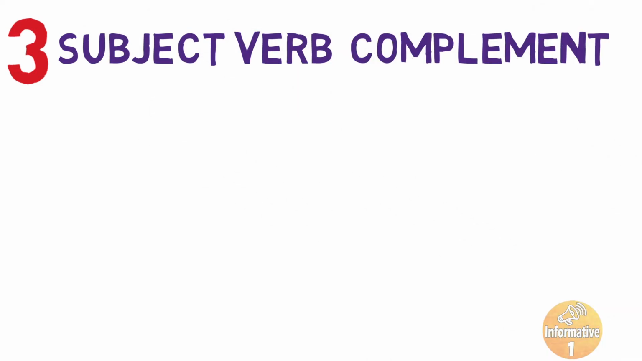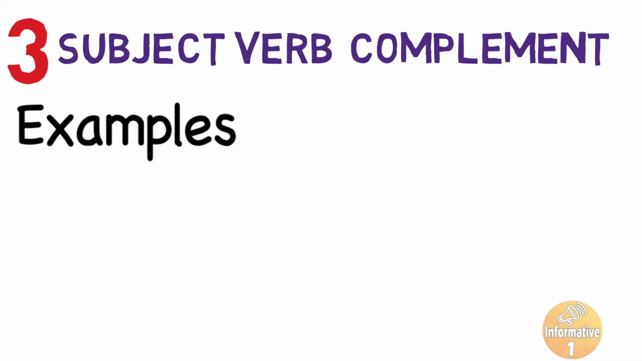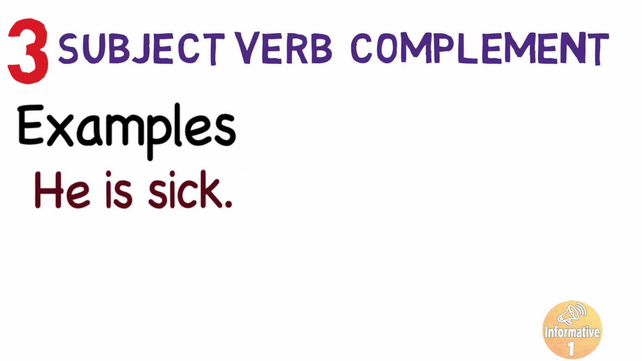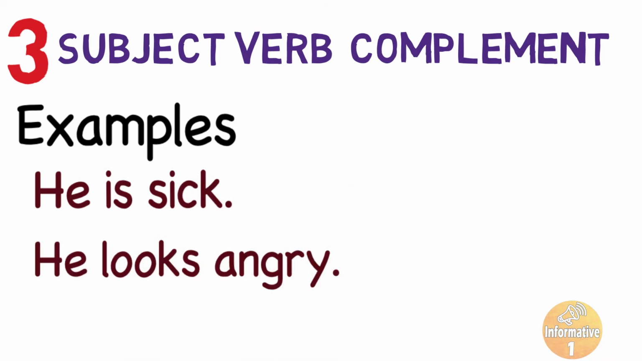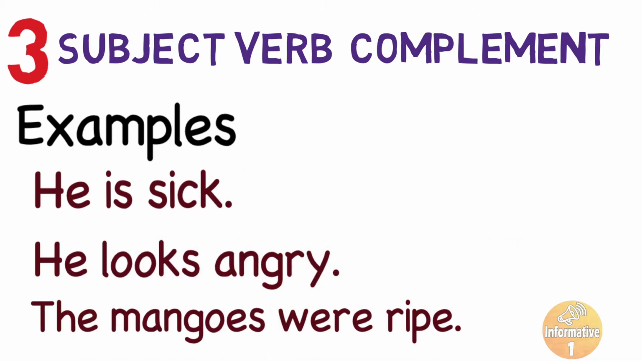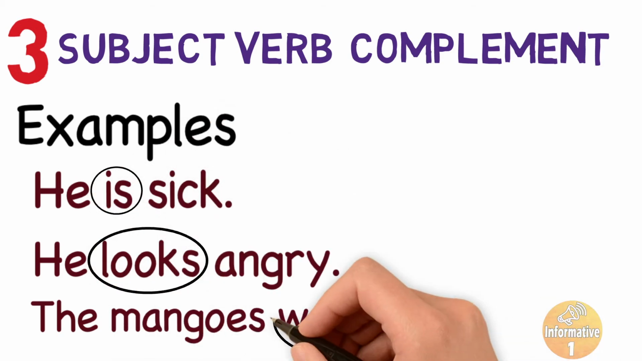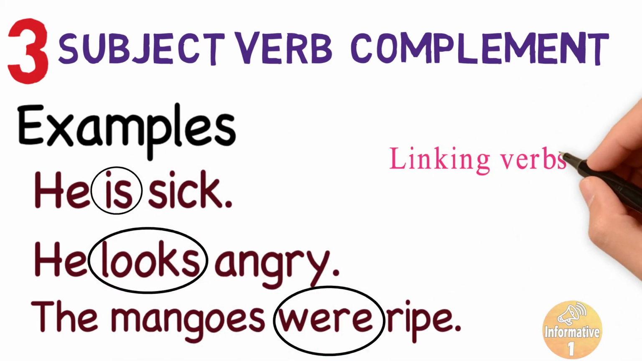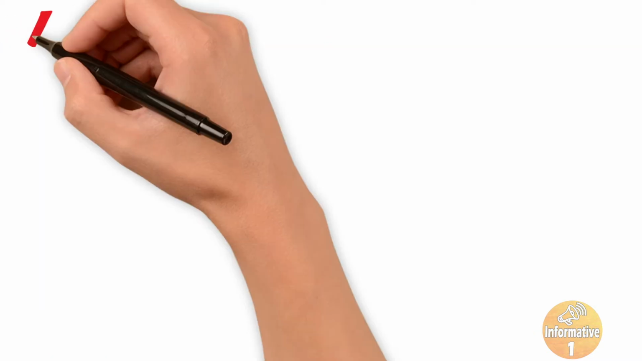3. Subject, verb, complement. Examples of this pattern are as follows. He is sick. He looks angry. The mangoes were ripe. Note that in this clause pattern, the verbs are linking verbs.